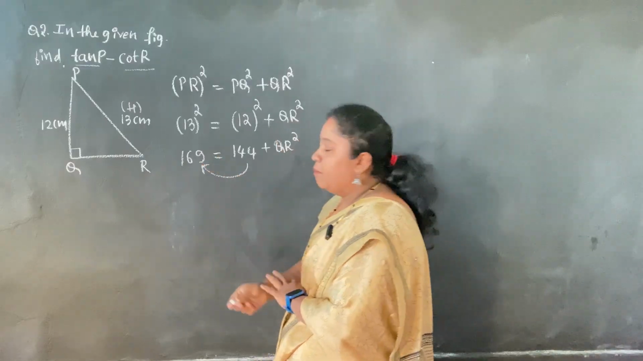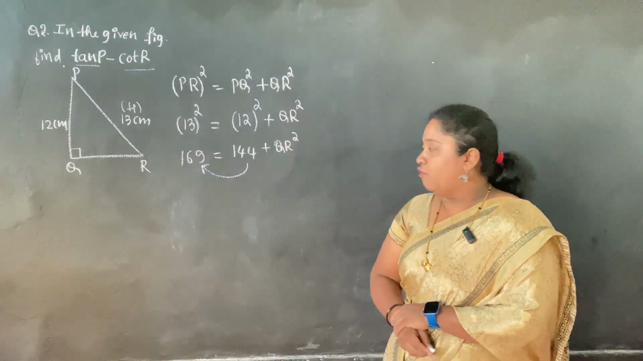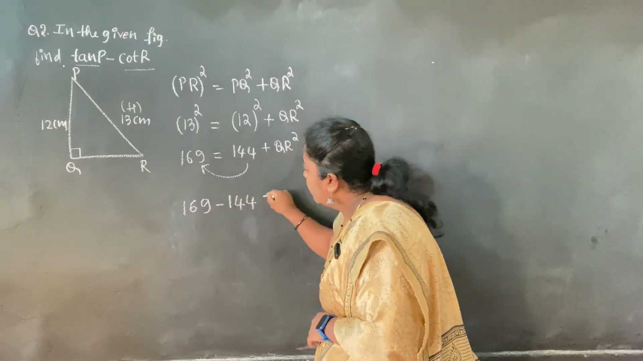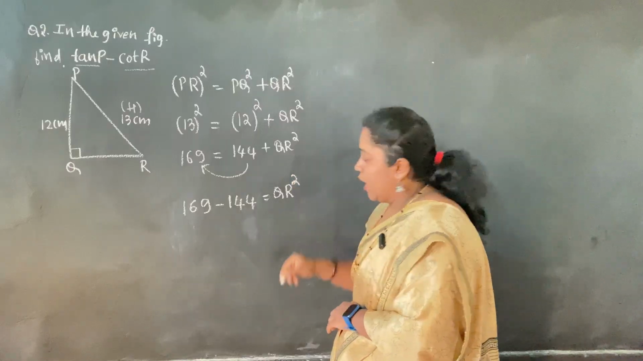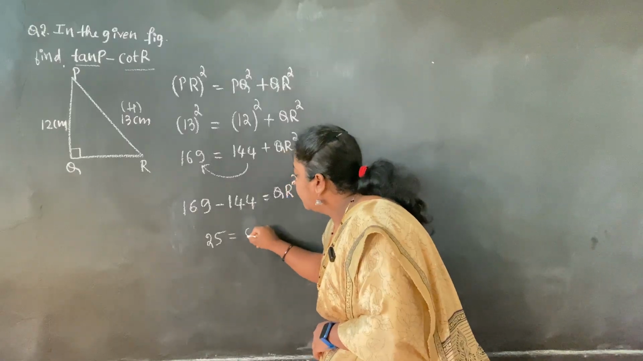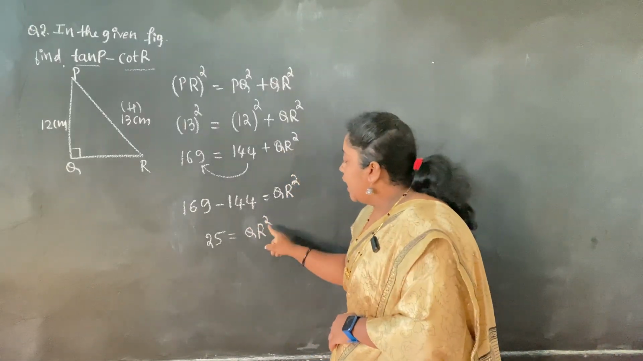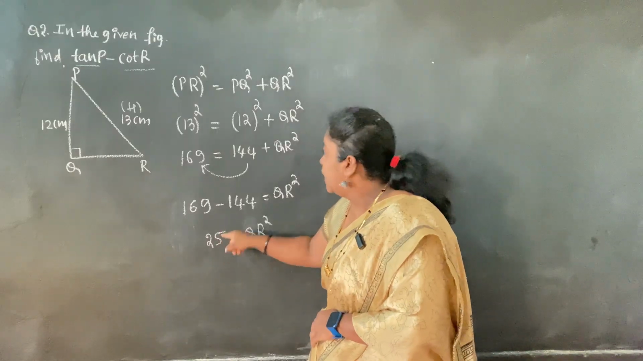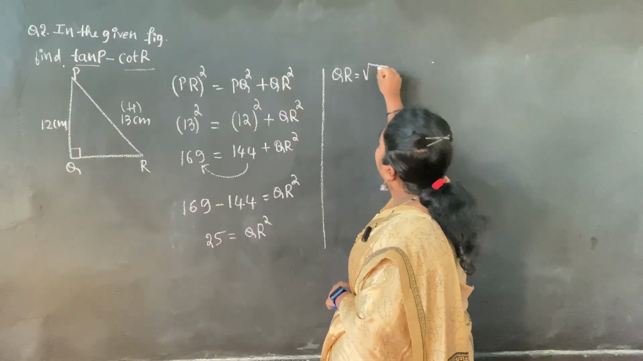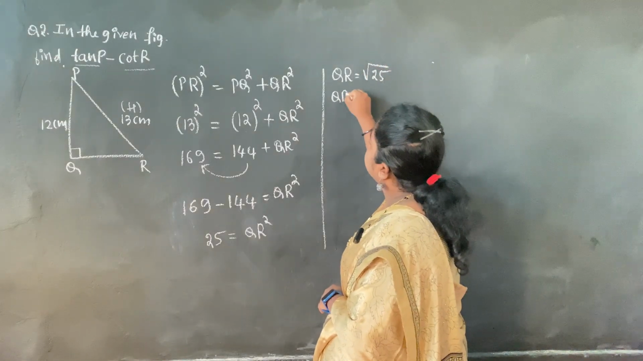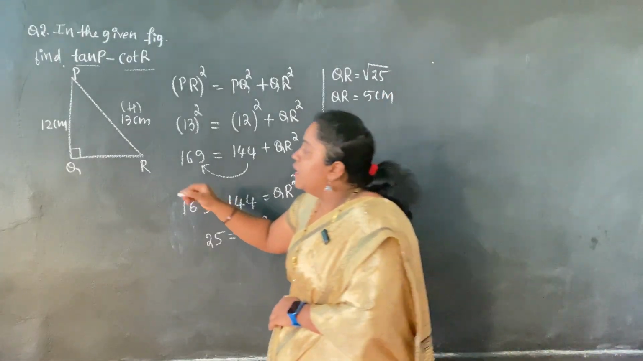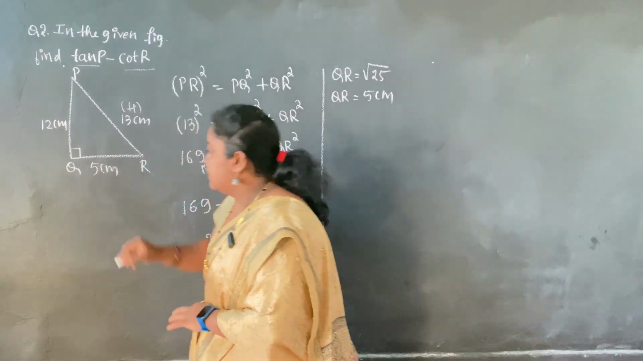Bring this to this side. Plus 144 turns to be minus 144. So now 169 minus 144 is equal to QR square. 169 minus 144 is nothing but how much? 25 equals QR square. Now bring the square to this side, it will become root. So dears, QR is equal to root 25. QR is equal to 5 centimeter. Now I got the base value as 5 centimeter. Let me write in the figure 5 centimeter.